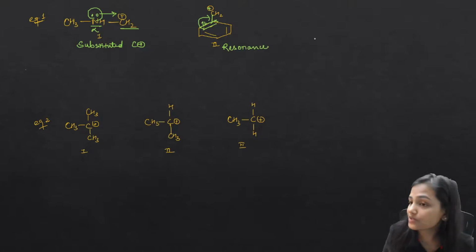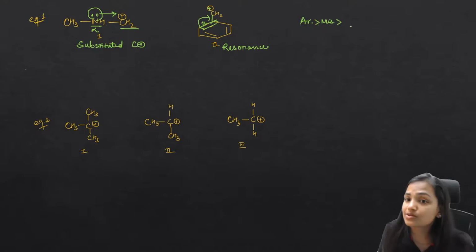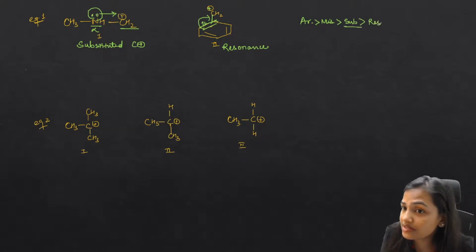Okay, so what was the order? The order was: aromatics are more stable, then comes your miscellaneous. After miscellaneous, there was a lone pair, that is the substituted carbocations. After substituted, the pi bonded carbocations, that is the resonance.